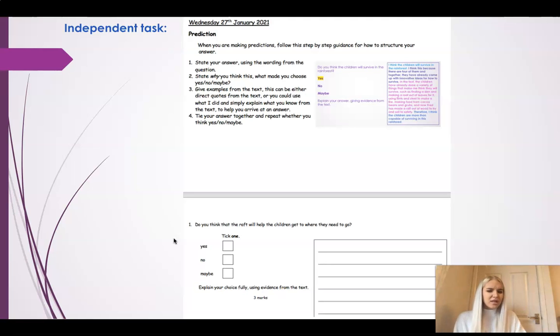Because when you tick yes, no, or maybe, something has to be going on in your head to think, I've ticked yes because I think this. Write that down on your page. Then go back to the text. I've included the text in your resources today, and use that evidence to scaffold your answer. Then tie it all together by saying, therefore, I think the raft will, won't, or might help the children get to where they need to go. And then there's another question after that too. So just 2 prediction questions using the scaffold that I've given you today.